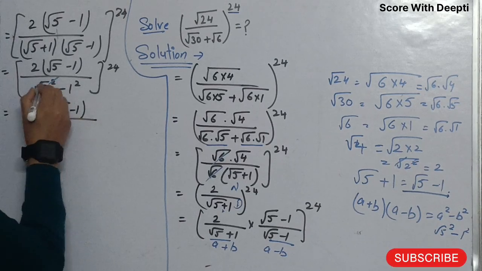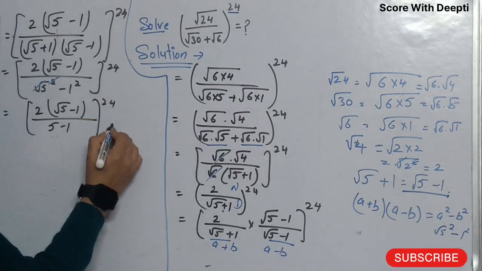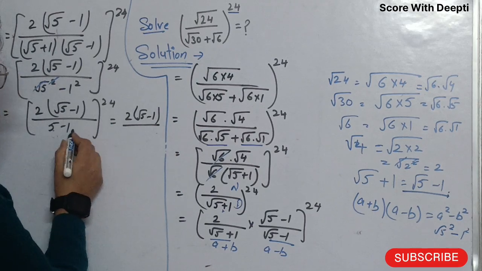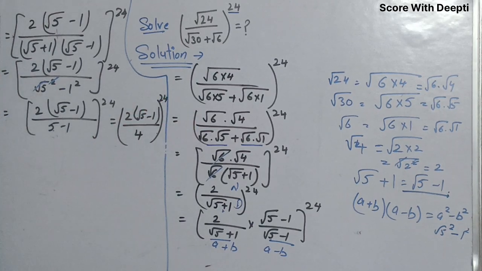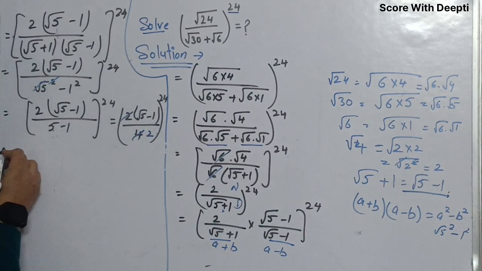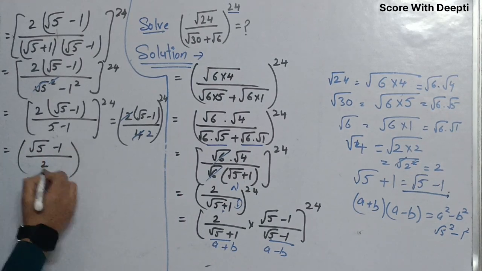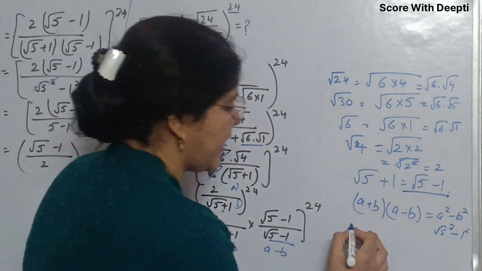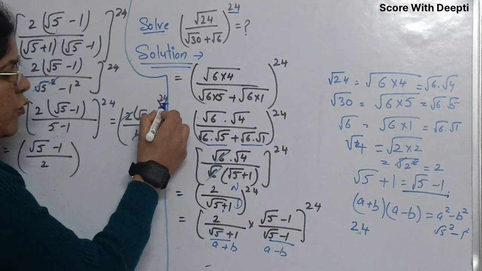This one cancels and we get (√5 − 1)^24 equal to 2 into square root (5 − 1) over (5 − 1) to the power 24. Next, 2 to the 4, and we get (√5 − 1) over 2 to the power 24. Now, exponent 24.